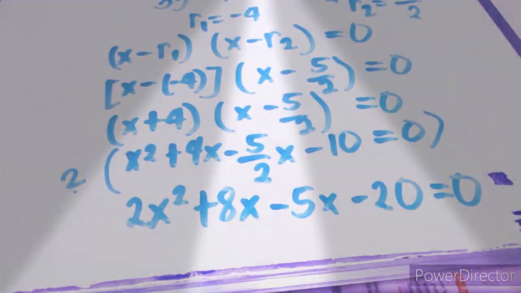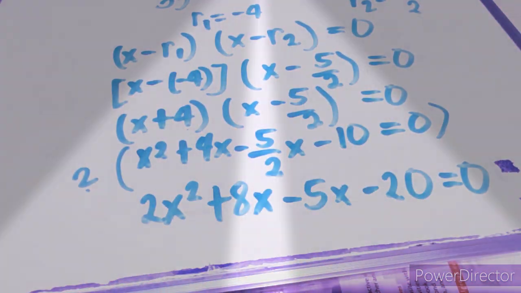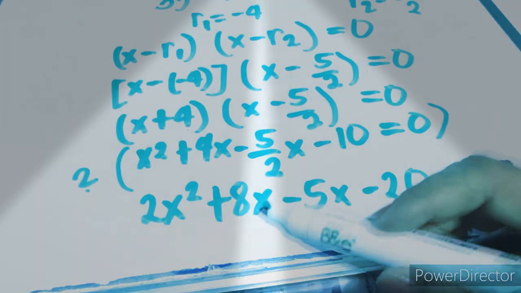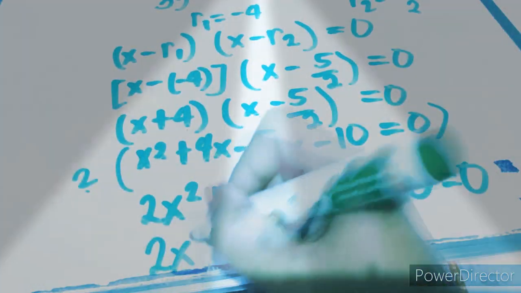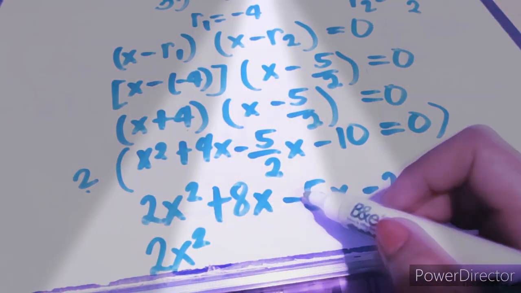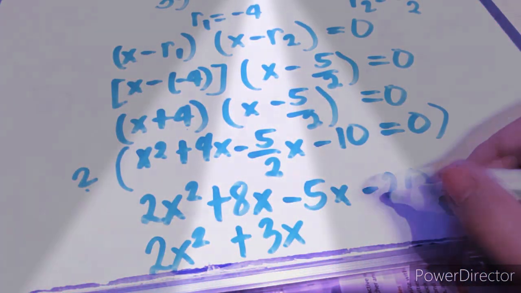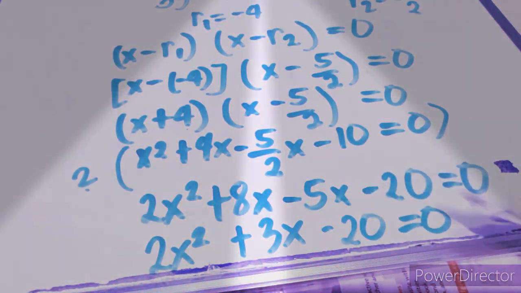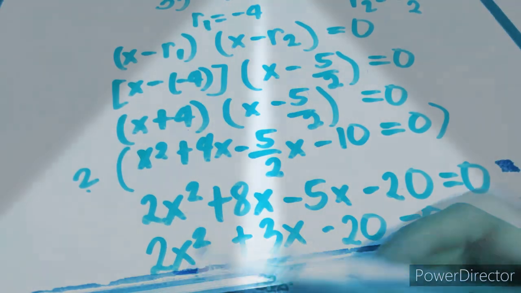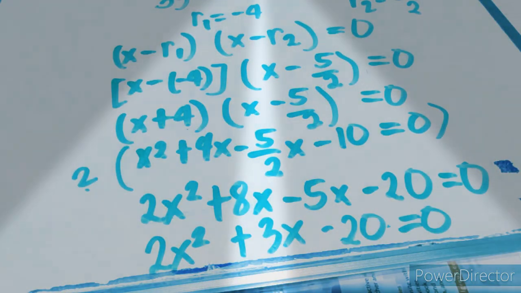So, is this your final answer? Okay, by the way, this is not your final answer. So, you should combine like terms here. So, you have 2x squared. 8x minus 5x, so you have positive 3x. Then, just copy negative 20 is equal to 0. So, your final answer here is 2x squared plus 3x minus 20 is equal to 0.